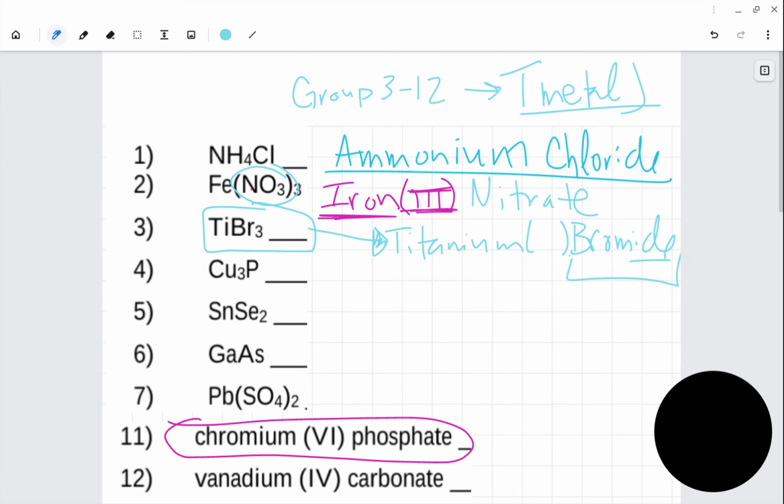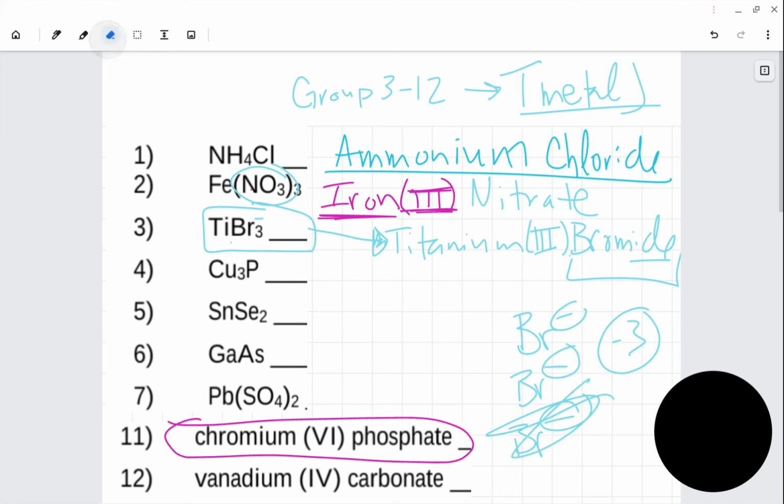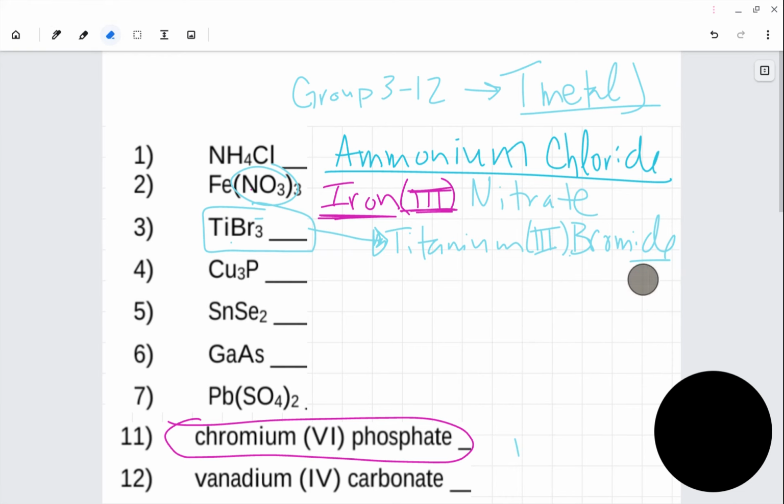Okay, but now I'm going to try to figure out what the charge is. Well, I know bromide is a -1 because it is a group 17 non-metal, and there's 3 of them. So again, visualize if I have bromide, bromide, and bromide, I have 1, 2, 3, a -3 net charge on just my anions. So if I have just 1 titanium, it means it had to have had a +3. 1, 2, 3. Again, there we go.